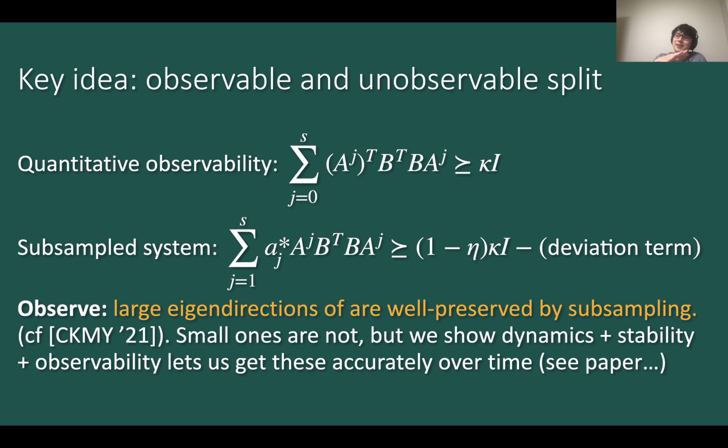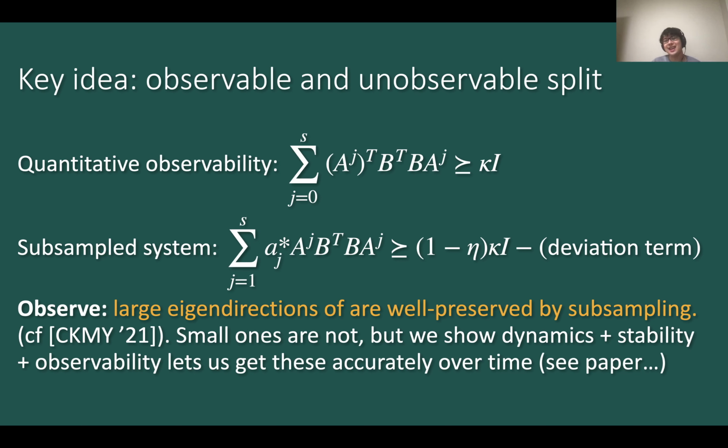Now, like I said, we're going to be basically deleting some rows of the linear system. And this corresponds to looking at this subsampled system where we only get most of the terms in that sum. And by matrix concentration, this will be lower bounded by its expectation, which is lower bounded by 1 minus eta times kappa I minus a deviation term.